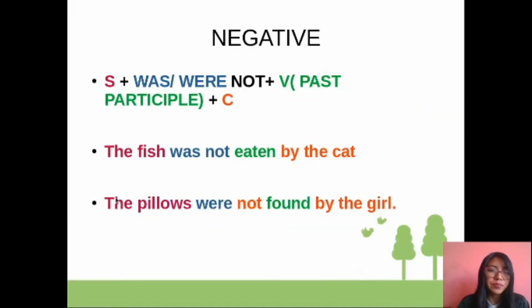Another example, the pillows were, because that is plural, were not or weren't found by the girl. In this case, both verbs are irregular, so you have to study. Okay? And that is easy. You only have to add the word not after the was and were. That is the way to form negative sentences in past passive voice.